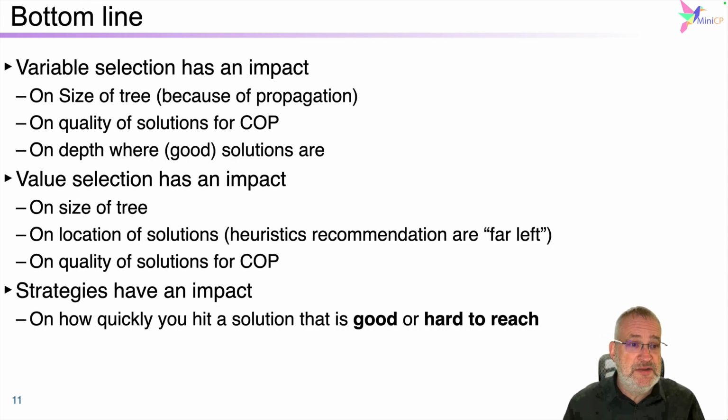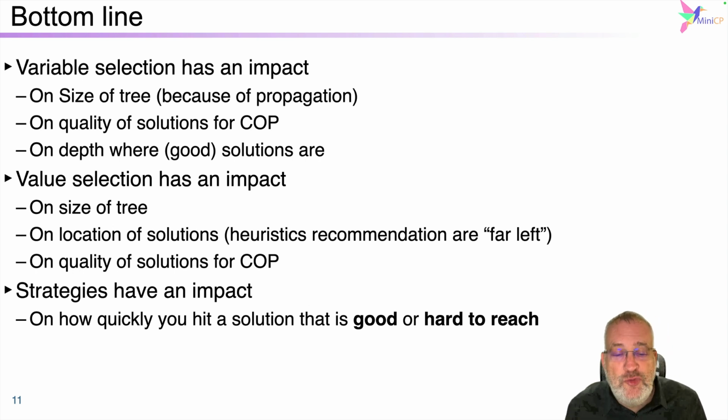Now, bottom line is that your variable selections will have an impact on the size of the tree, on the quality of the solution you produce, on where the good solutions are. And the same can be said of the value selection. It plays also on the size of the tree, on the location of the solution, to place them as far left as you can if this is a possibility, or on the quality of the one you find.